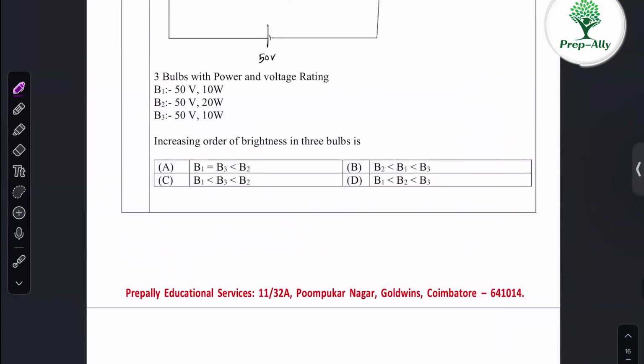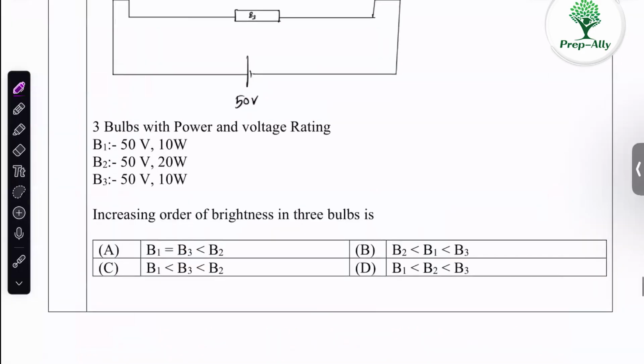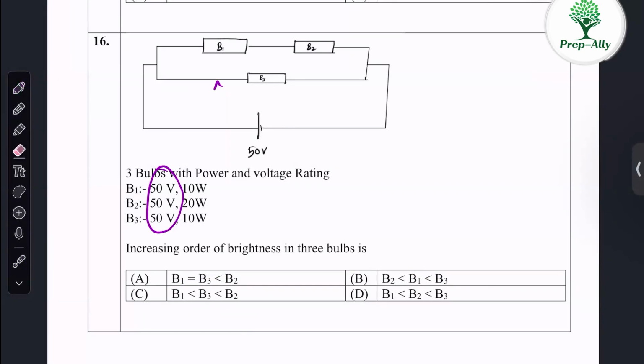So in this question, they're asking, bulbs with voltage rating and power rating is given. So we can find what is the resistance of each bulb. If only order we need, so here all three have same voltage rating. So here 50 volt will drop across this. So definitely power in this will be equal to, if 50 volt is dropping across B3, then definitely power will be 10 watt.